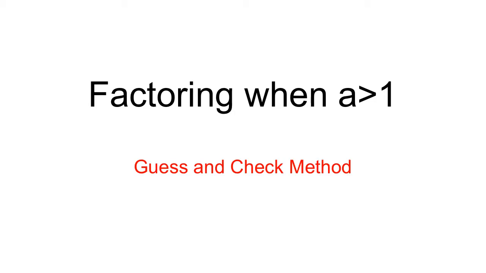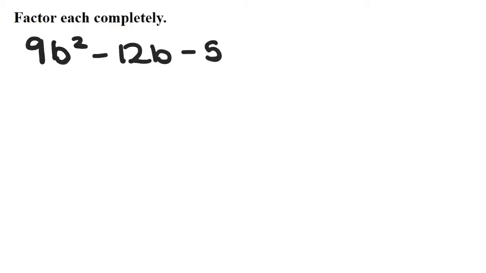In this video, we are going to review factoring when a is greater than 1 using the guess and check method. For our first example, we need to go through the same process where we need to figure out something that multiplies to -5 and adds to -12.